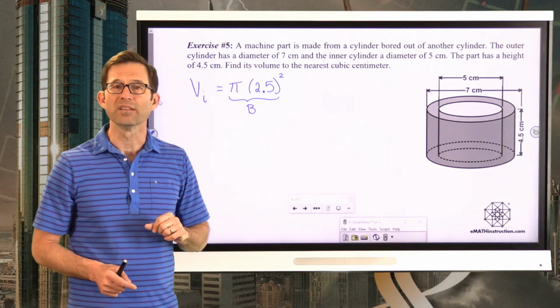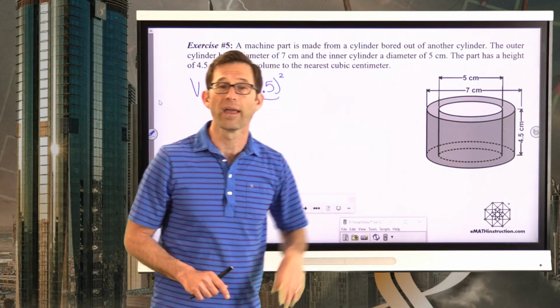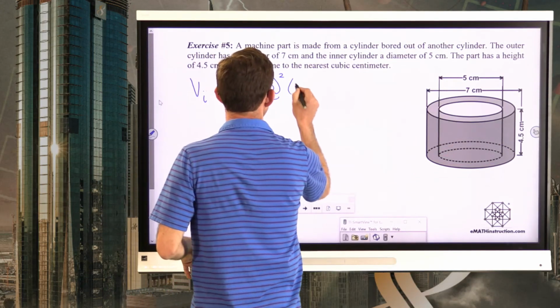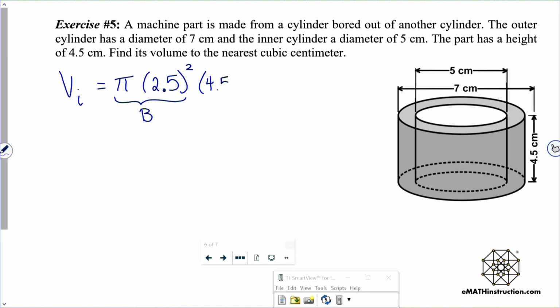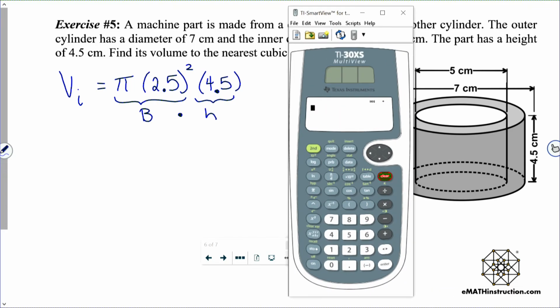Now that's the area of the base, but ultimately I would then take that area, whatever it is, and multiply it by the height, which is 4.5 centimeters. So this is just simply my height. Let's do it all at once. We won't even figure out the area first. We'll simply do pi times 2.5 squared. That's the area of the base. I could figure that out right now by hitting enter, but I'm just going to immediately multiply by 4.5.